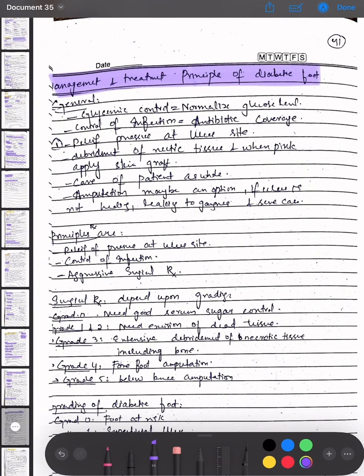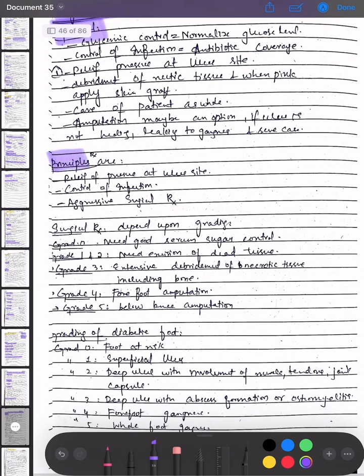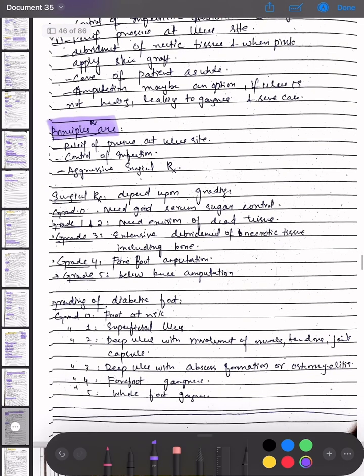Now, how will you manage and treat the patient? What are the principles of diabetic foot management? First of all, you will do the general control, that is glycemic control, equal to normalized glucose level. Control of infection, that is antibiotic coverage. Then relieve pressure at the ulcer site. Debridement of necrotic tissue when pink. Apply skin graft. Care of the patient as a whole. Amputation may be an option if the ulcer is not healing, leading to gangrene in severe cases. Now, what are the principles of treatment? Relief of pressure at the ulcer site, control of infection, and aggressive surgical treatment.